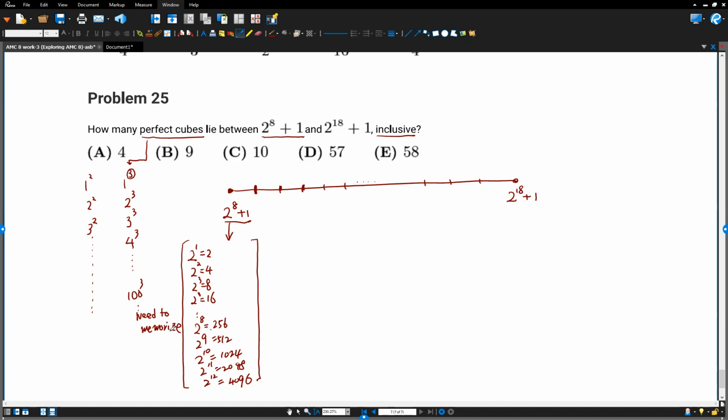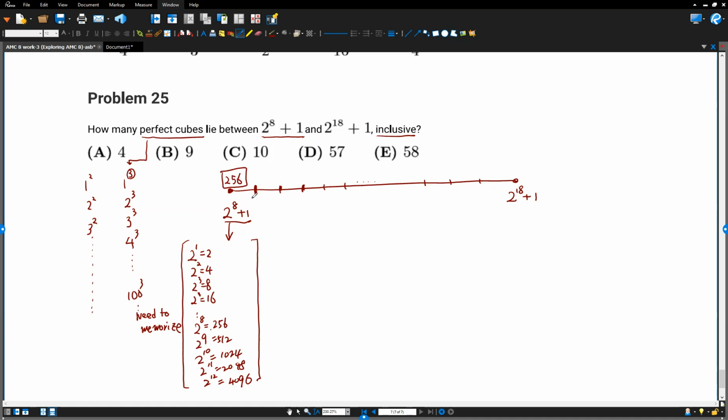2 to the 8, or you can try, okay? 2 times 2 times 2 times, that is 512, no, 256. This number is 256. Using these numbers, what is the first perfect cube number?